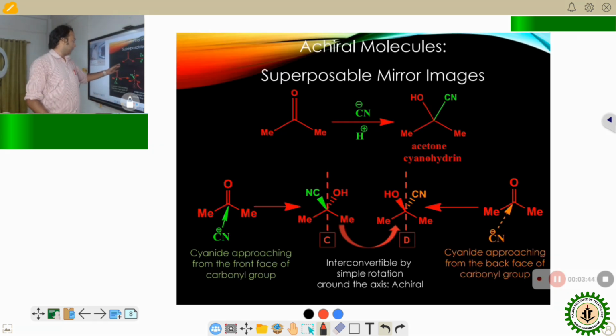Now, what happens if, instead of an aldehyde, you take acetone, where I have both methyl groups, so similar groups, and then I do the same thing, that is a cyanide attack and acetone cyanohydrin formation. Here, if cyanide attacks from the front, we get the product C. If it attacks from the back, we get the product D. We can see here that C and D are interconvertible by simple rotation. That's why they are not chiral, they are achiral molecules. So these are superposable mirror images, mirror images that can be superposed on each other.